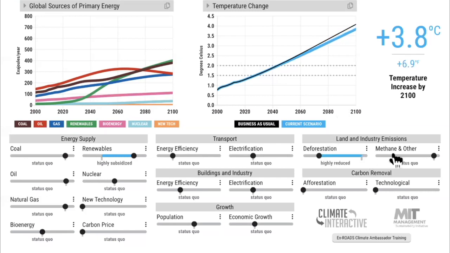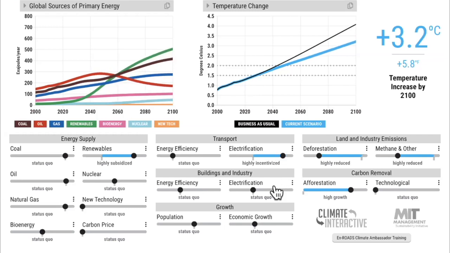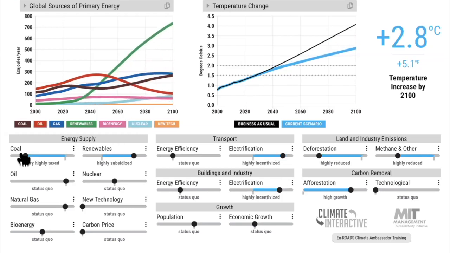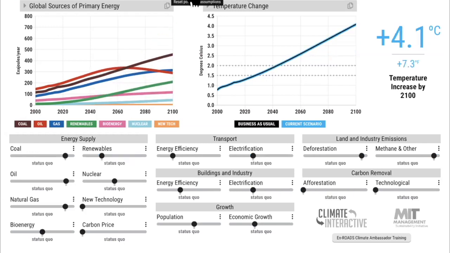You're going to be making a scenario by changing lots of things to say, can you electrify and have less deforestation and hurt coal, whatever you think it's going to take in order to get you down to 2 degrees, 1.5, or if you don't think that's possible, 2.5, 2.8, 3.8, 1.4. Create the scenario that you really want to see. How am I going to teach you how to use it?